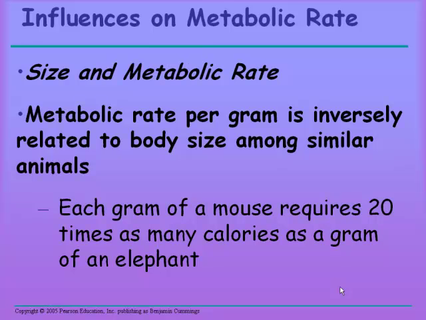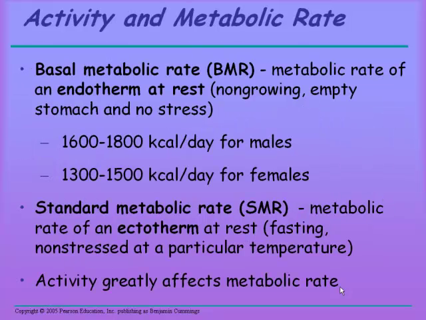Size and metabolic rate. It's interesting that the metabolic rate per gram is inversely related to body size. Okay, so that means the smaller the animal, the higher the metabolic rate. So each gram of a mouse requires 20 times as many calories as a gram of an elephant. So the mouse has a much higher metabolic rate than an elephant.